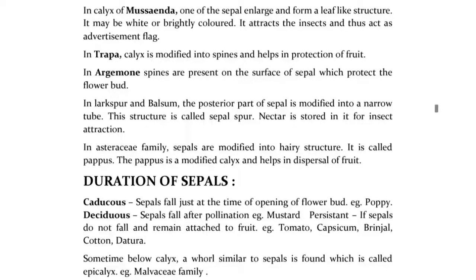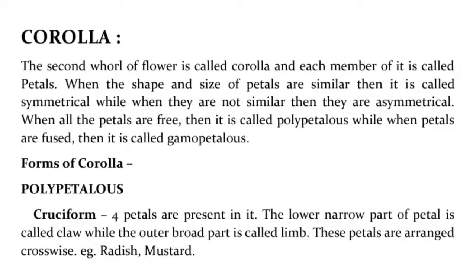Sometimes below the calyx, a whorl similar to sepals is found, which is called the epicalyx, e.g. Malvaceae family. Corolla. The second whorl of a flower is called the corolla and each member of it is called a petal. When the shape and size of petals are similar, it is called symmetrical, while when they are not similar, they are asymmetrical. When all the petals are free, it is called polypetalous, while when petals are fused, it is called gamopetalous.